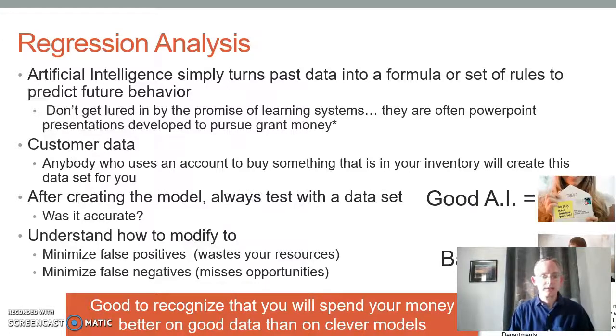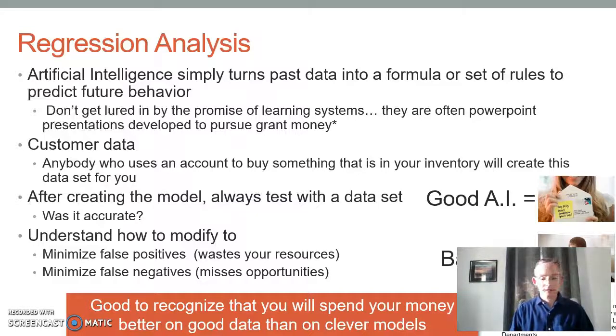So anybody who uses an account to buy something that's in your inventory is going to get this kind of data for you. And that's the good thing about this, it can be applied across any data that you've got. If you can track anything on anyone, you can do regression analysis on it. After creating a model, you always want to test it, make sure it's accurate.